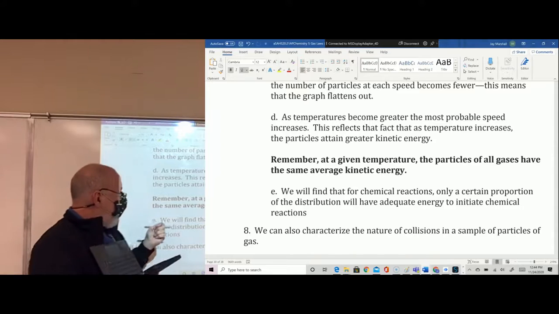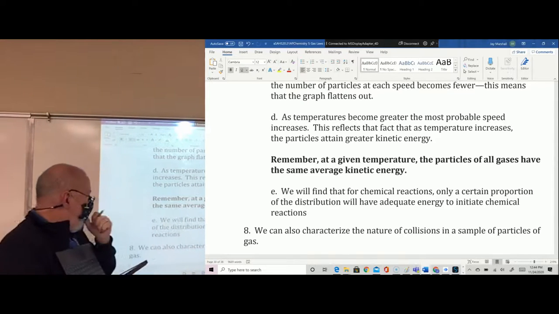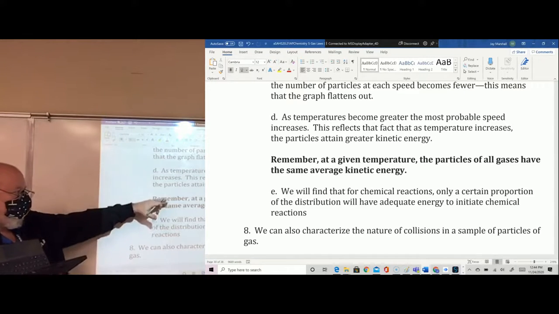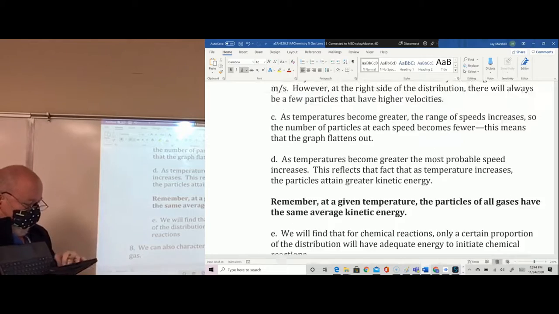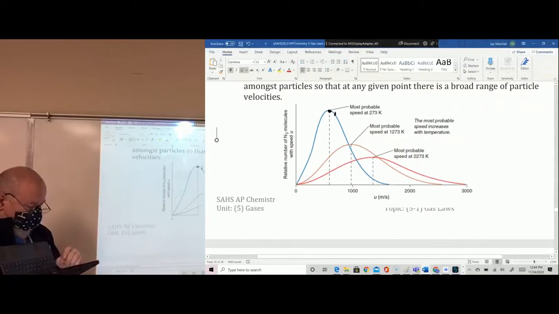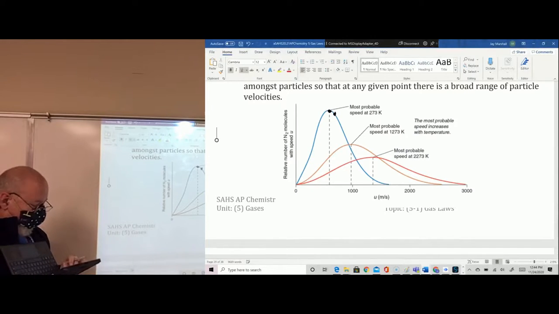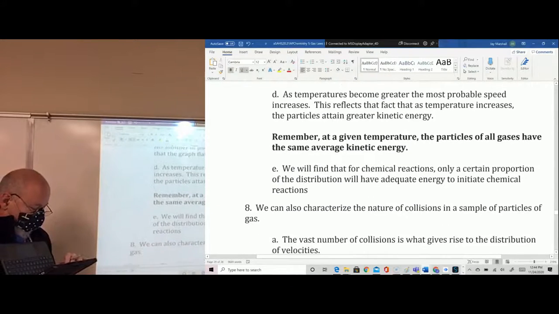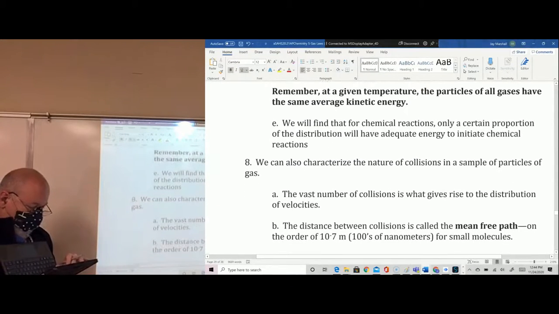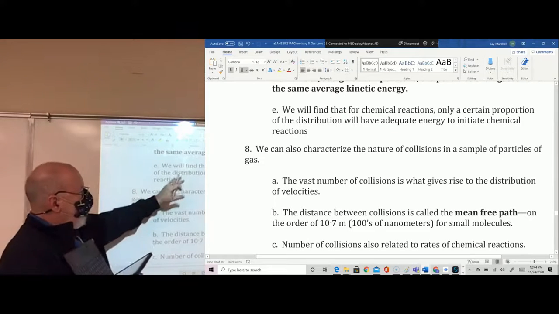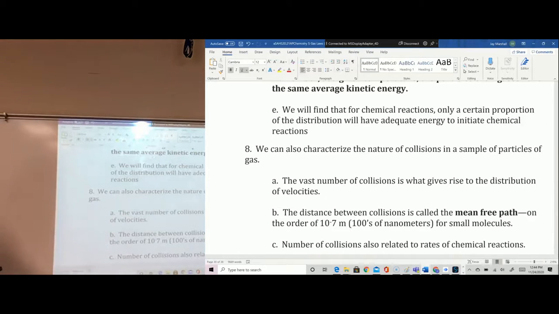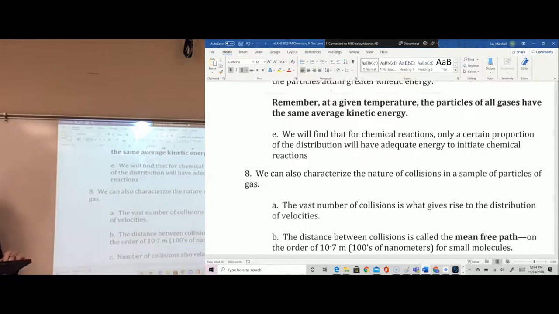And we remember that at a given temperature, the particles of all gases have the same average kinetic energy, which is not the same thing as the most probable speed. So the average speed is going to be greater than the most probable speed. So what we're going to find out is that for chemical reactions, only a certain proportion of the distribution will have adequate energy to initiate chemical reactions.